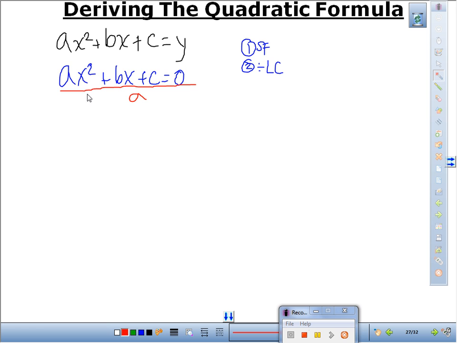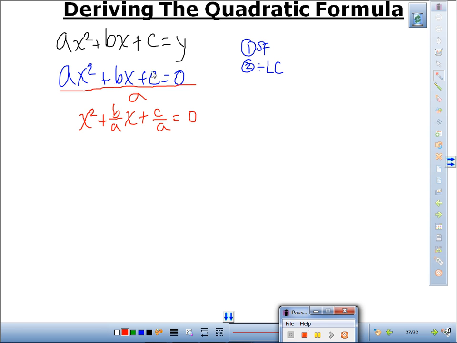What is 1 times x squared? X squared. What is b divided by a? B over a, and we have the x in the middle term, plus what is c divided by a? C over a equals 0 divided by a. 0. Copy that, please.